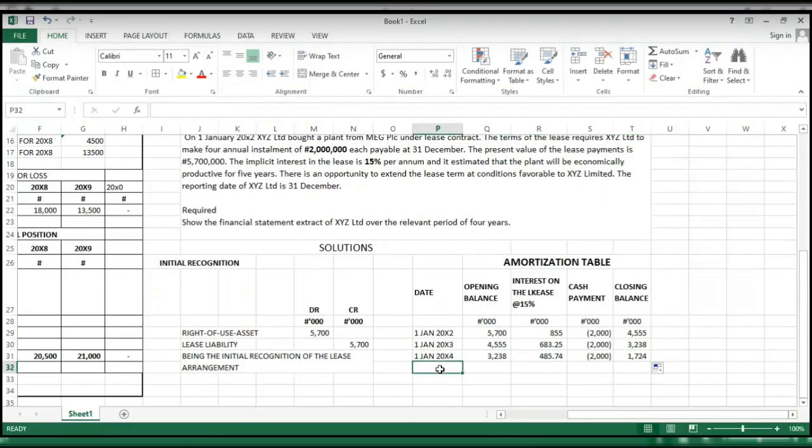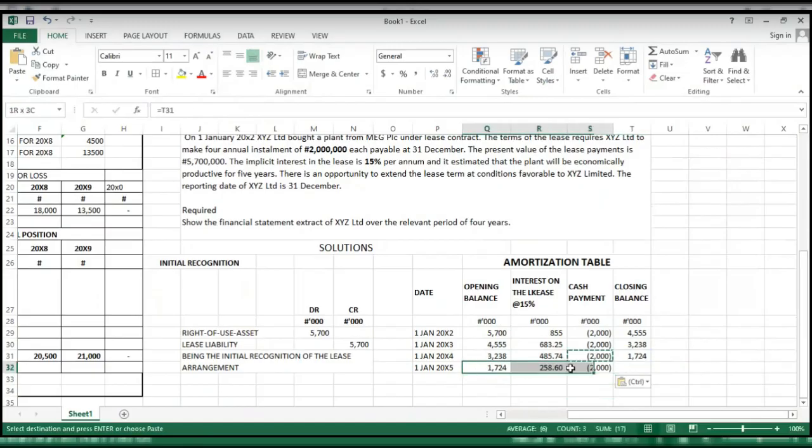In the 4th year, which is the end of the life of the lease arrangement, 1 January 20x5 now, which is the 4th year, we have an opening balance of the lease, which was 1.7 million. The interest is also going to be this times 15%. That's the interest. So the payment that was actually made was also 2 million naira, which is the 4th year payment that the lessee is making. And so we arrive at this.